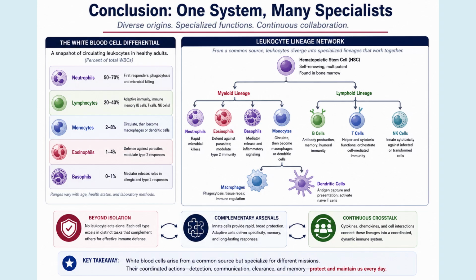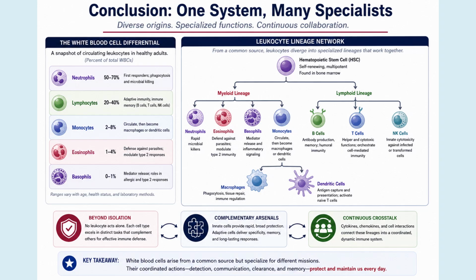So let's go back to the 3 patients we met at the beginning. The patient with the infected wound can recruit rapid innate defenses, including neutrophils and monocytes, while macrophages and other cells help coordinate what happens in the tissue.